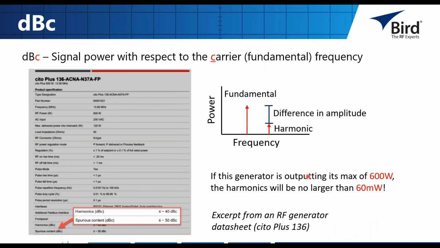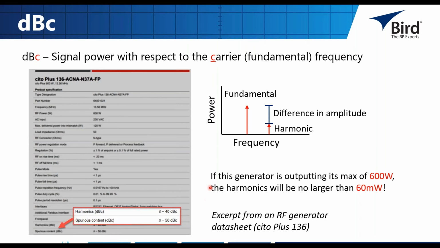Another way you'll see dB used is describing the ratio of a fundamental or carrier frequency to a harmonic, and this is being used as dBc. So the C in this term is referring to signal power with respect to the carrier. This is actually an excerpt from one of the semiconductor generators I've seen, and you can see we have this spec: harmonics dBc, spurious content dBc.